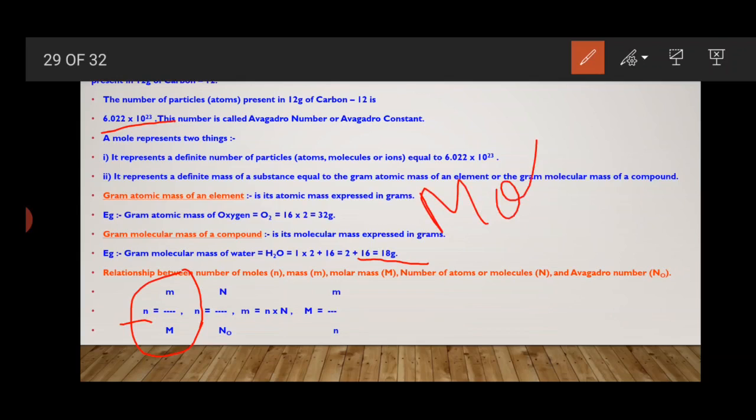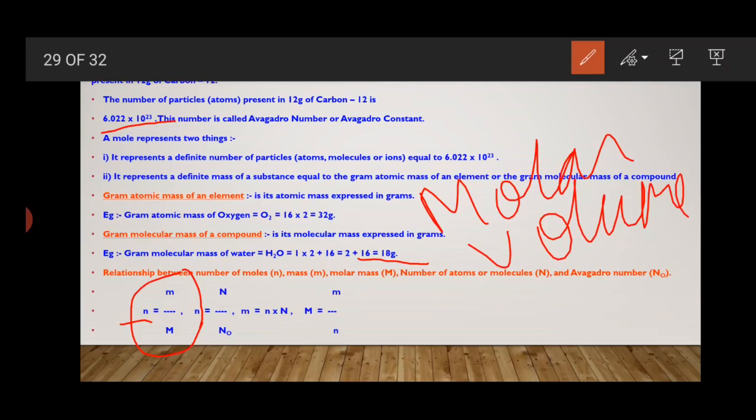Related to this, one more concept is there, that is molar volume. What is molar volume? In simple language, molar volume is the volume of 1 mole of any gas at STP, which is always equal to 22.4 liter. So whenever we measure the volume of 1 mole of any gas, it always comes equal to 22.4 liter at STP. STP means standard temperature and pressure.